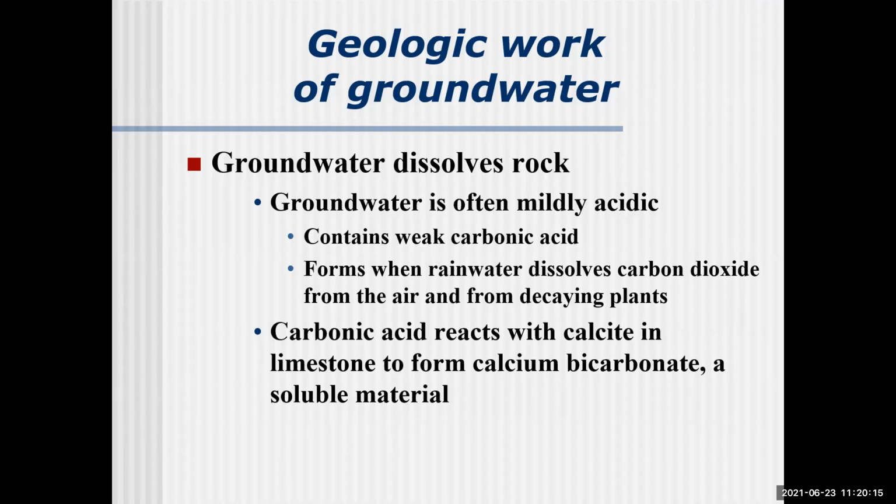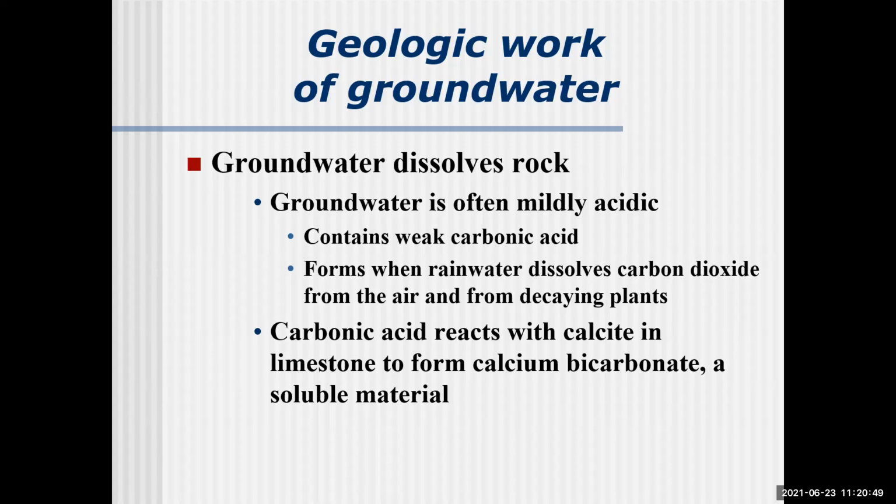So groundwater's movement has a huge impact on the subsurface. One of the things it does, and one of the things we've talked about already in discussing weathering and erosion, is how groundwater dissolves rocks. Groundwater is mildly acidic. It contains a really weak carbonic acid, but it's enough, right? That carbonic acid is sourced by rain dissolving carbon dioxide, and also from decaying plants.